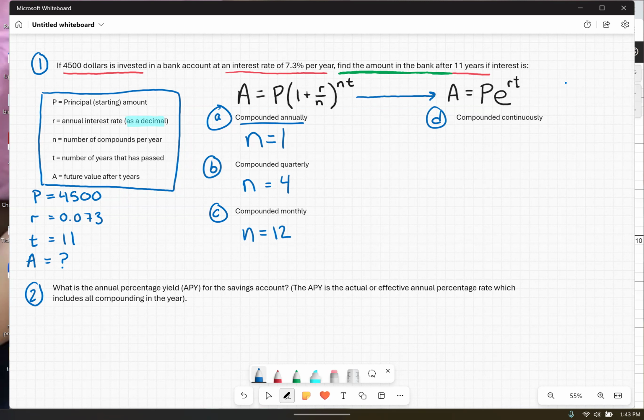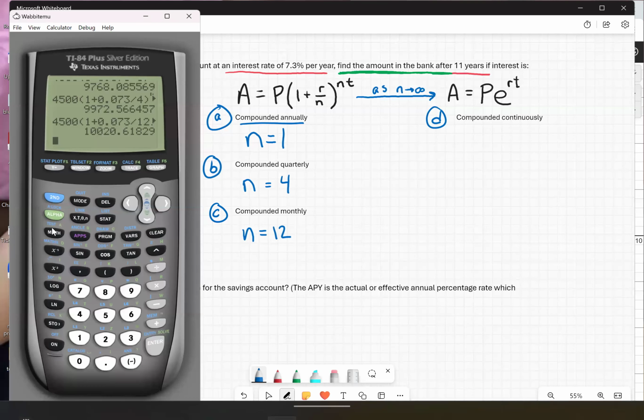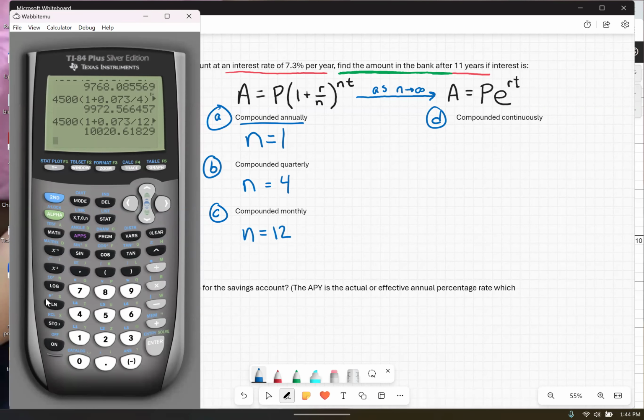And what happens is, as the number of compounds per year goes to infinity, and we need a little bit of algebra to rearrange some stuff, and we use the definition of the number e, we get this second formula: A equals P times e raised to the RT. Okay, so on the graphing calculator, you see that in blue, e to the x over the ln key.